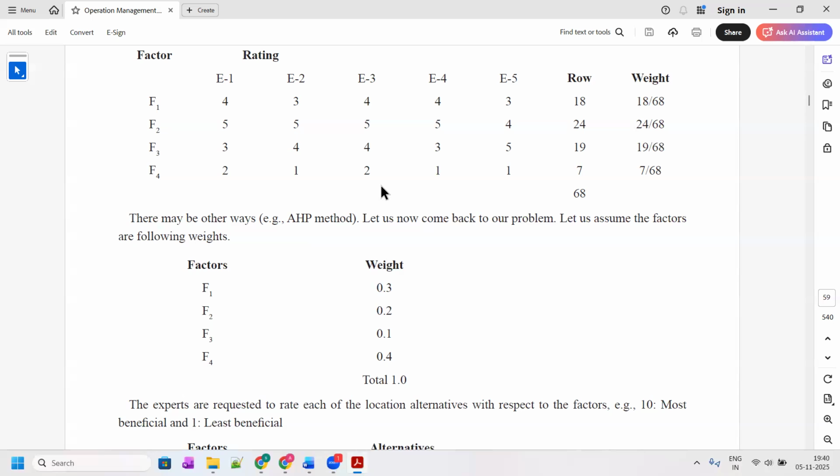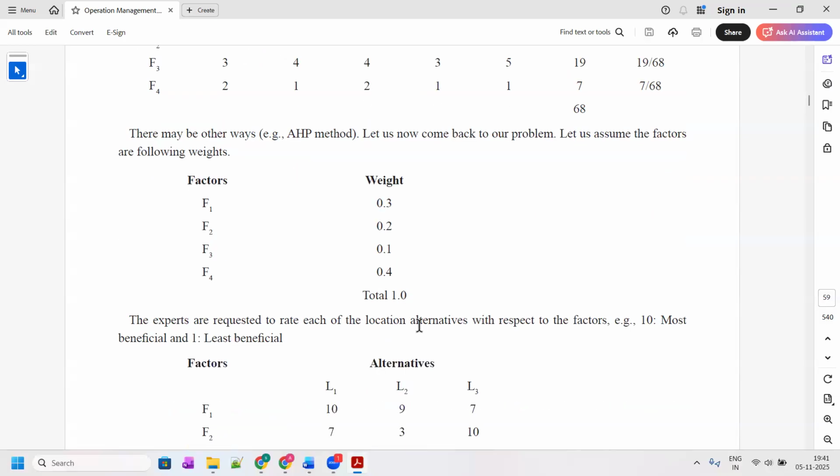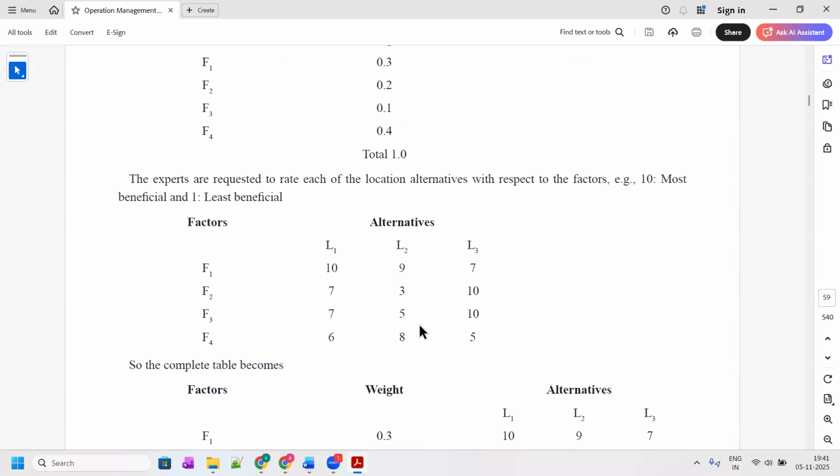So here they have considered four factors, although they have written six. You can see the total of these factor weights is equal to 1. Then they analyzed these three locations and gave them a rating based on these factors, where 1 means least beneficial and 10 means the most beneficial.